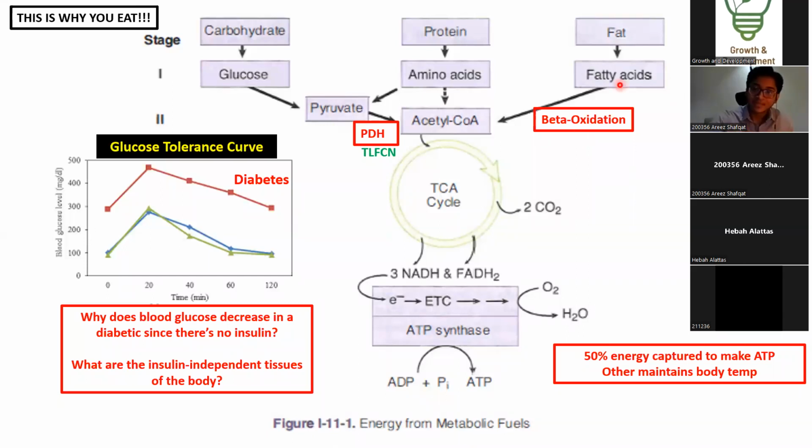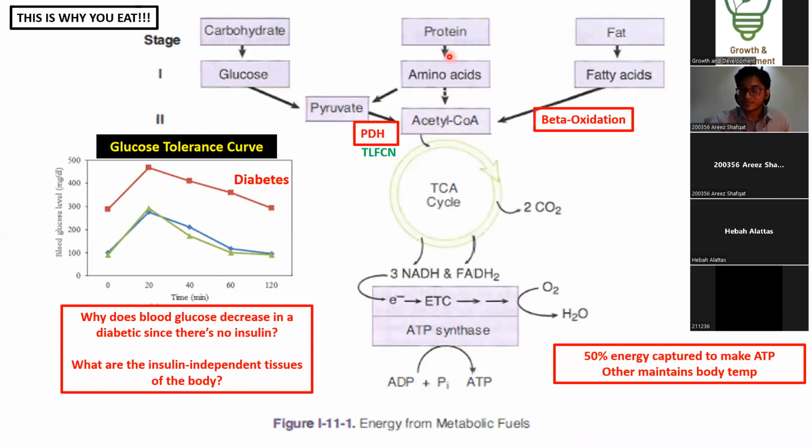Okay. So this first slide is showing you why you eat, essentially. You eat because in a meal you have carbohydrates, proteins, and fat. Carbohydrates are broken down into glucose. Glucose is converted through glycolysis to pyruvate. Pyruvate is converted to acetyl-CoA.